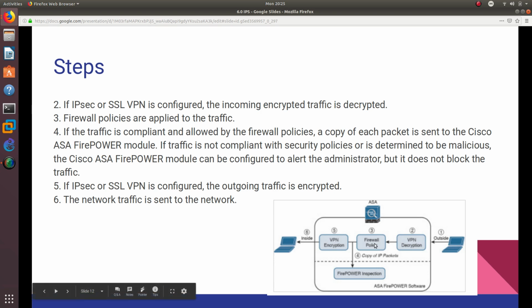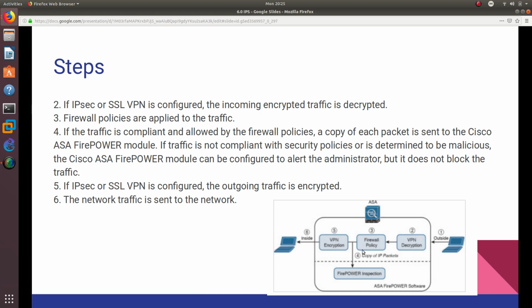For number three, the firewall policy: firewall policies are applied to the traffic. If the traffic is compliant and allowed by the firewall policies, a copy of each packet is sent to the Cisco ASA Firepower module. So it copies it and then sends it down over here. If the traffic violates the security policies or is determined to be malicious, the Cisco ASA Firepower module can be configured to alert the admin, but it does not block the traffic, as you can see right here.